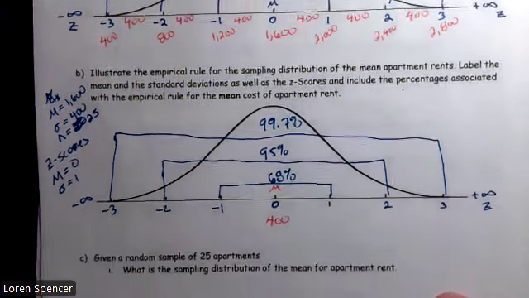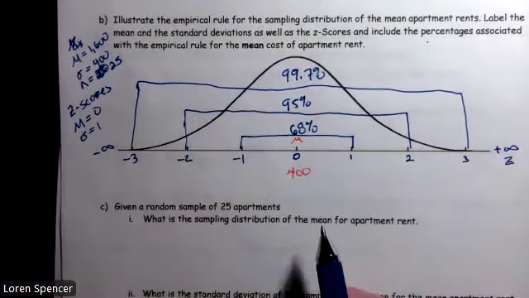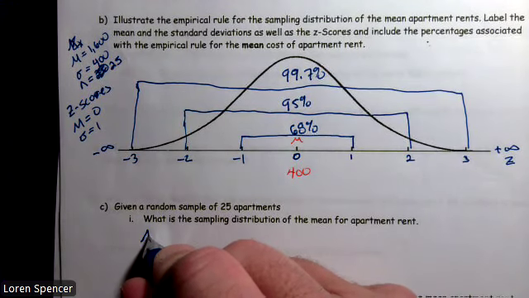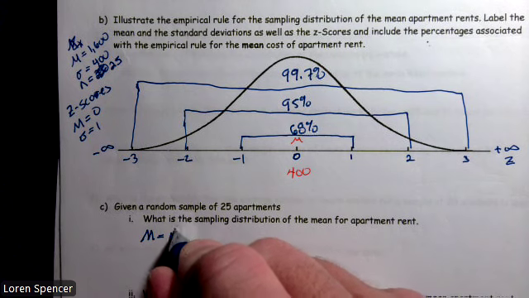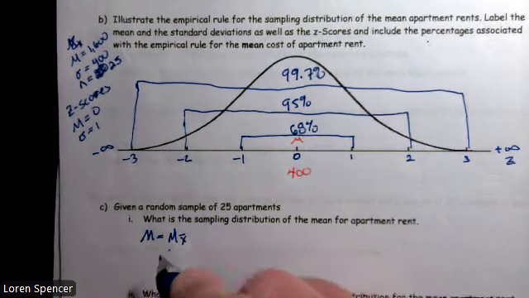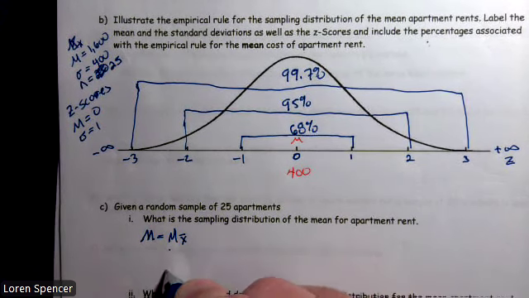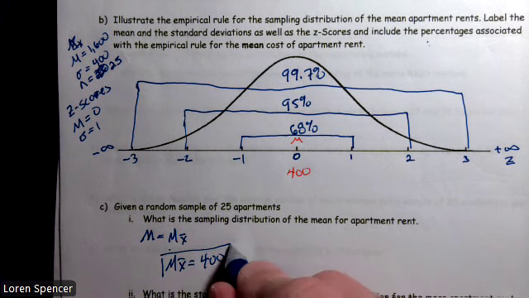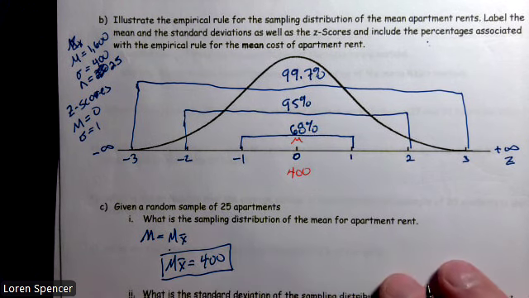It says, what is the sampling distribution of the mean for apartment rent? The mean of X bar, which is what we're looking for, equals the population mean, which is 1,600. We just showed that. Piece of cake, no issue.